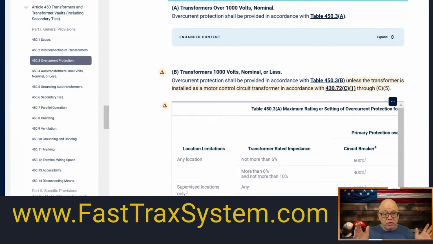This is typically how you would do it. You wouldn't use the 250. Even though it says that's the max, most people don't unless you're going to have multiple transformers on feeders. So typically for you and me in the installation, it's going to be 125%. So let me show you why.